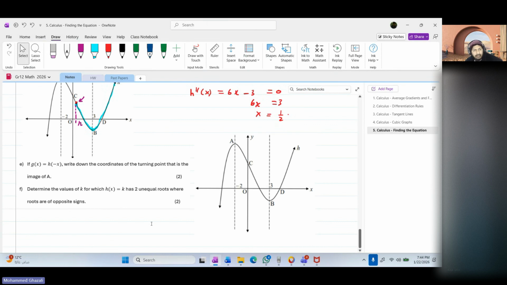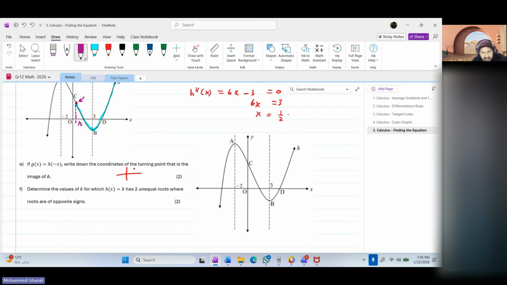All right, so now let me do, if g of x is equal to h of negative x. So what are we doing? We're putting negative x inside the h of x function. So we're kind of flipping the graph. Are we flipping the graph? What happens if the x value becomes negative? So you need to look at the point transformation. Is this a reflection on the x-axis or the y-axis?